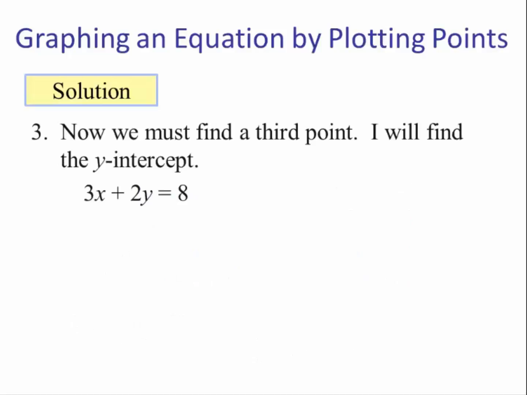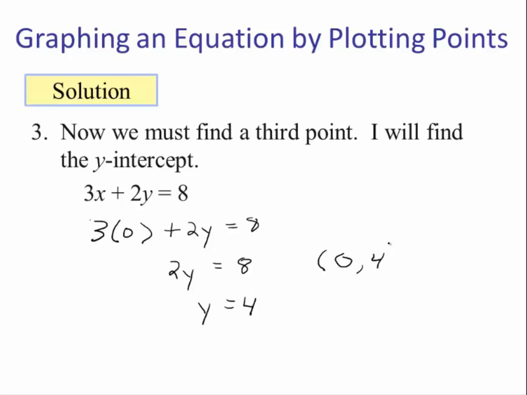So next we need to find a third point. I'm going to find the y-intercept. If you recall, to find the y-intercept, you let x be 0 and you solve for y. So this will be 3 times 0 plus 2y equals 8. This becomes 0, so we're left with 2y equals 8. Divide by 2, we see that y is 4. So this means we have our third point, 0, 4.